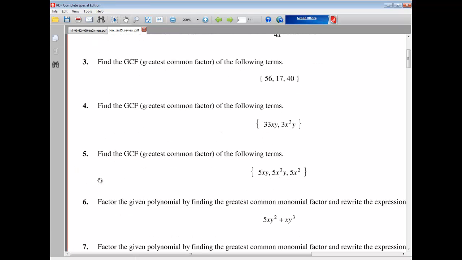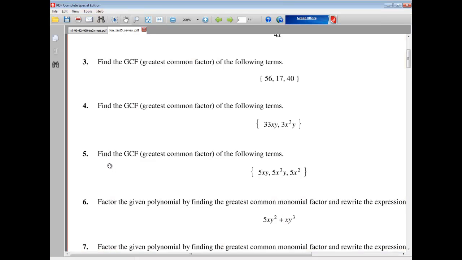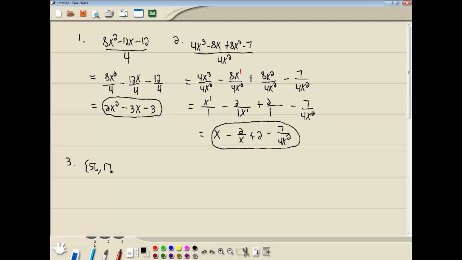Okay, problem number 3. We want to find GCF of 56, 17, and 40. Well, we're thinking the largest number divides into all of them. And 56 is divisible by 2. 17 isn't. 40 is divisible by 2. So you start going down through your list. But the truth of the matter is 17 is prime. And 17 doesn't go into 56 and 17 doesn't go into 40. So the GCF for this problem would be 1. And that's our answer.